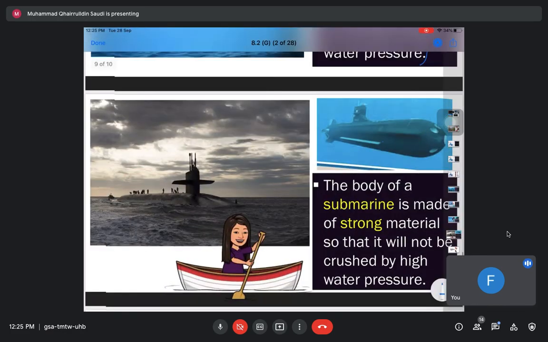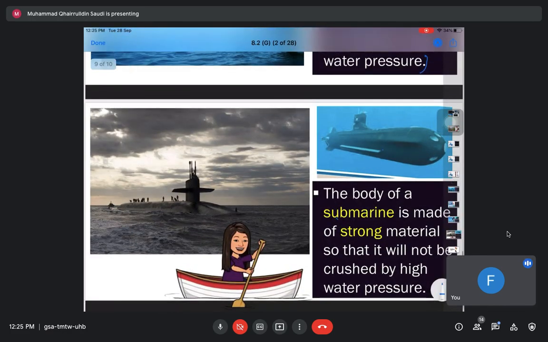Okay, the body of a submarine is made of a strong material so that it will not be crushed by high pressure. Sebab tu kapal selam dia tebal, dibuat tebal-tebal and use a strong material untuk menahan higher pressure di dasar laut. That is why different submarines have different limits as well because they use different materials.